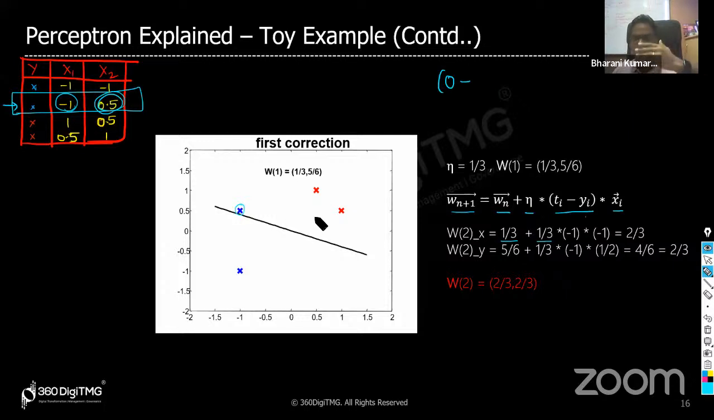But since it's falling above the line, it'll be classified as 1. So you get minus 1 into the input pertaining to that. One of the inputs is minus 1. When you solve it, you get 2 by 3. There are two weights, right? Because you have two inputs, you'll have two weights.